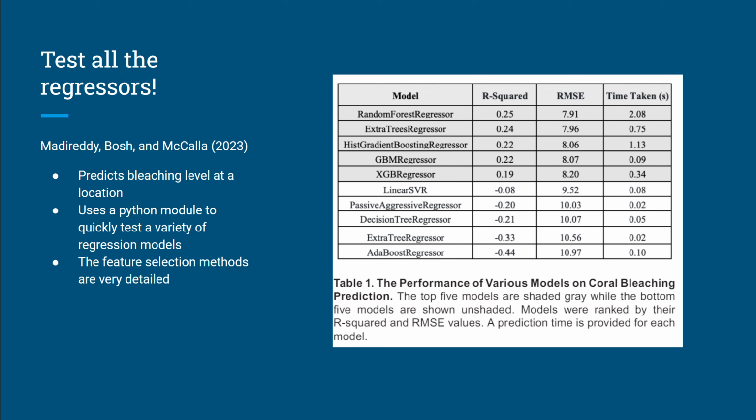The paper I ended up choosing to reproduce also focuses on creating models predicting bleaching based on environmental conditions. I chose it because I appreciated how Mataretti, Bosch, and McCalla clearly explained how they performed their data cleaning and feature selection. An interesting feature of this study was that rather than having one or few models to test, they used a Python module called Lazy Predict to select one that they then further tuned using Grid Search CV.